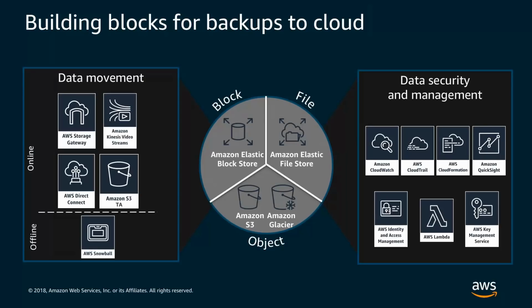AWS can help protect data managed in your own data centers by backing it up to the cloud. All kinds of customers use the cloud to replace tape, streamline backup management, and simplify archival processes. AWS provides many services ranging from storage for storing your backups to online and offline data movement for bringing the data from on-premises to AWS, and to data security and management to protect and manage the data once it's in AWS.